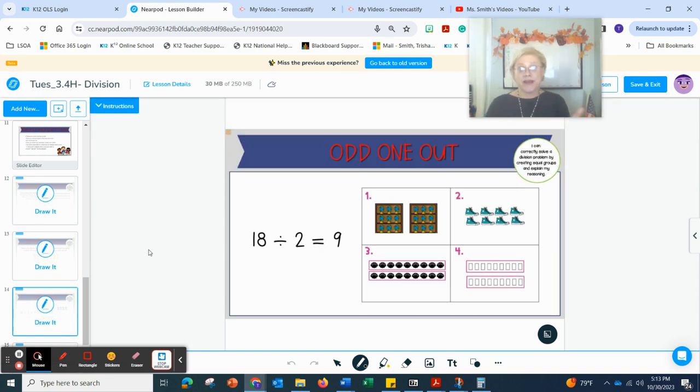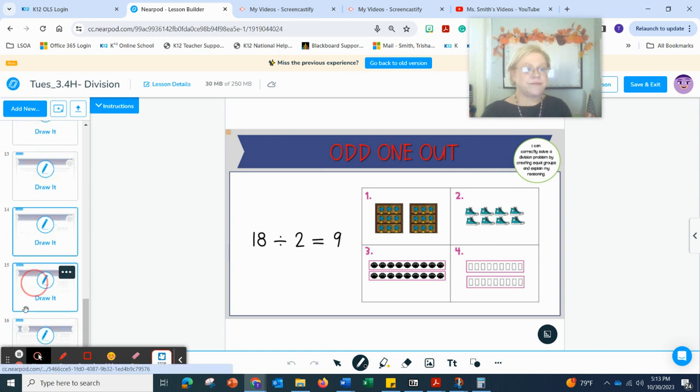Next one, odd one out. You're going to look at each of these. Our equation is 18 divided by 2 equals 9. Which one of these pictures does not match 18 divided by 2 equals 9? You can put an X on it. You can circle it. You can put a big check mark. You can put a smiley face, whatever you want to put. Just put it on the picture. You guys are rocking it.